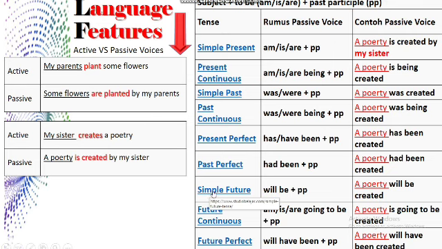Kemudian selanjutnya adalah simple future: will be plus PP. A portrait will be created by my sister. Future continuous: be plus going to be plus PP. A portrait is going to be created by my sister. The last is future perfect: will have been. Okay, a portrait will have been created by my sister. Okay, I hope you understand what I explained to you about active and passive voice.